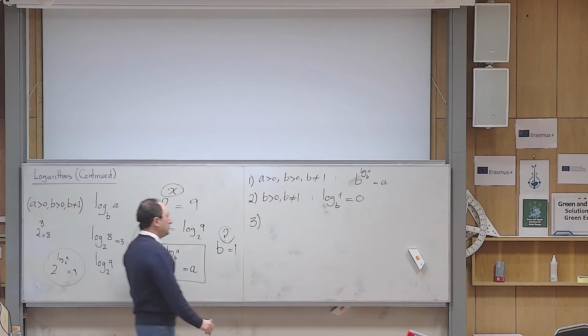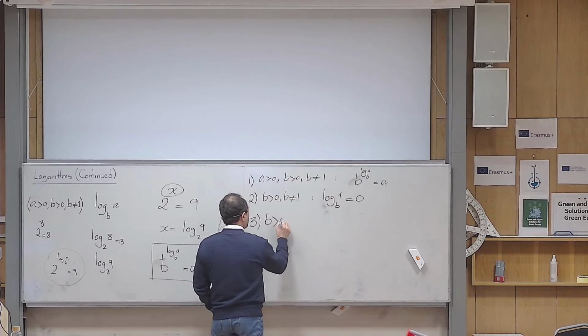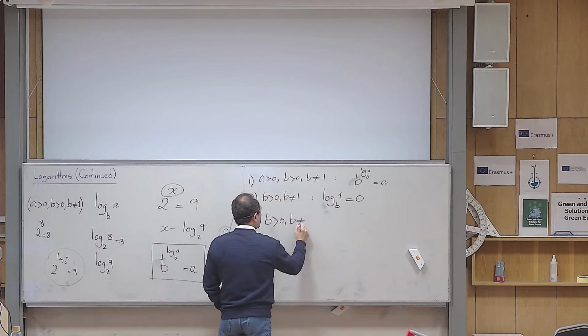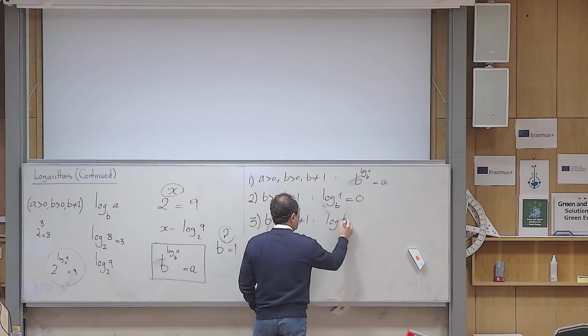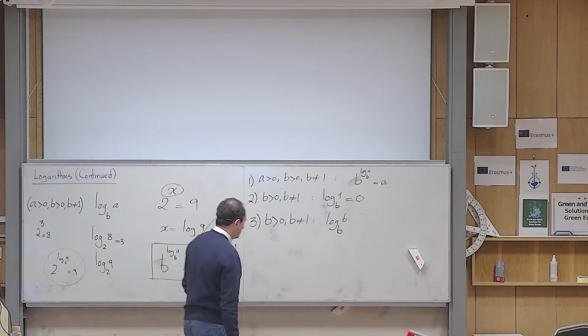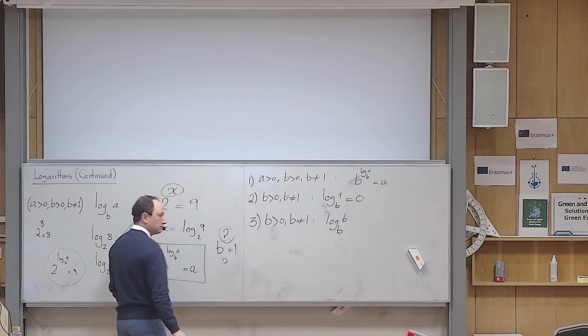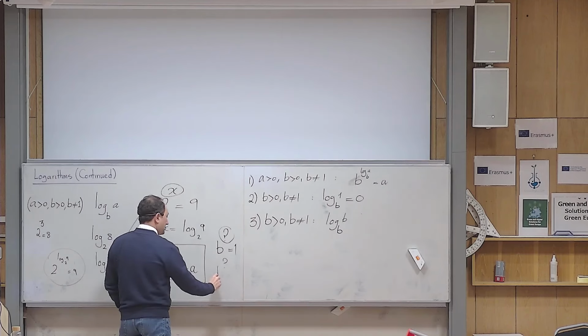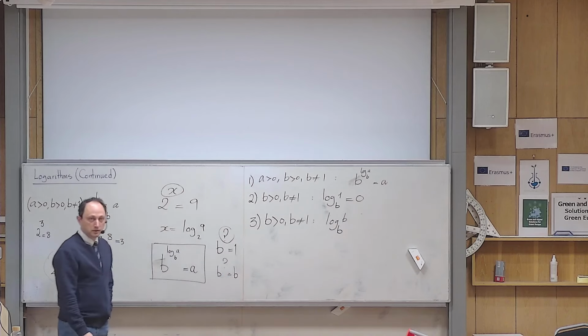Logarithm of any number in its own base. If b is positive and b is not equal to 1, logarithm of b to the same base is what? It is asking you, give me a number so that when I raise the base to that power, it becomes the number in front of the logarithm. So what's that?